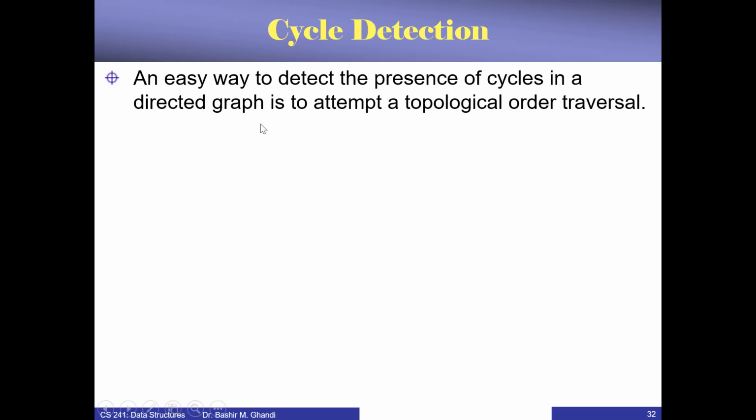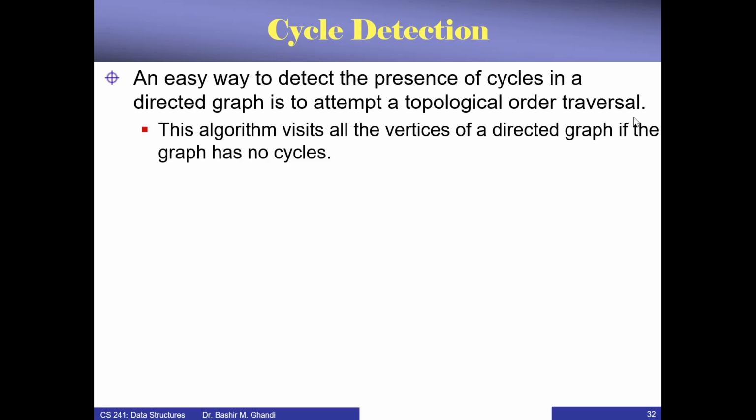Okay, so it says here, an easy way to detect the presence of cycles in a directed graph is to attempt a topological order traversal on that graph. You will see that the traversal will not complete because you will have a situation where you have not finished visiting all the vertices, but also you don't have any vertex with degree 0. If there is a cycle, you're going to have that situation, and the conclusion will be that the graph has cycles.